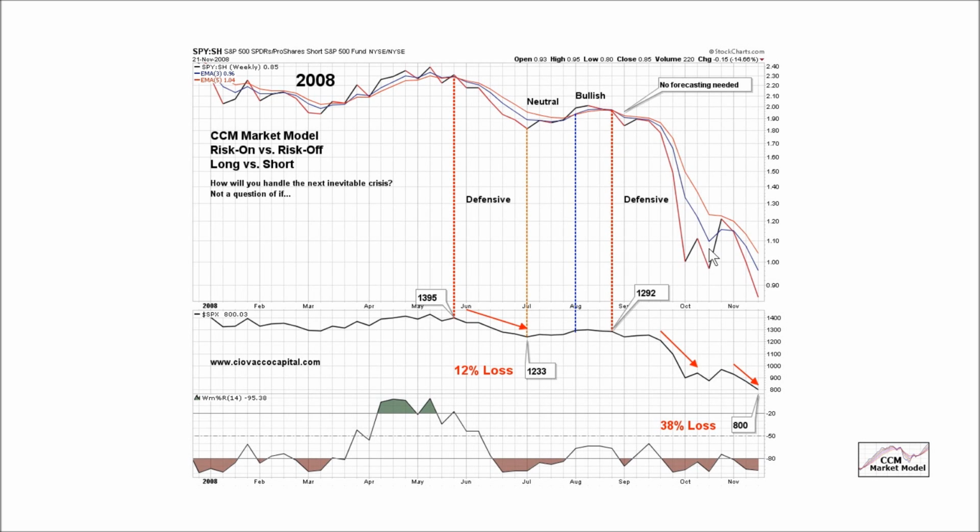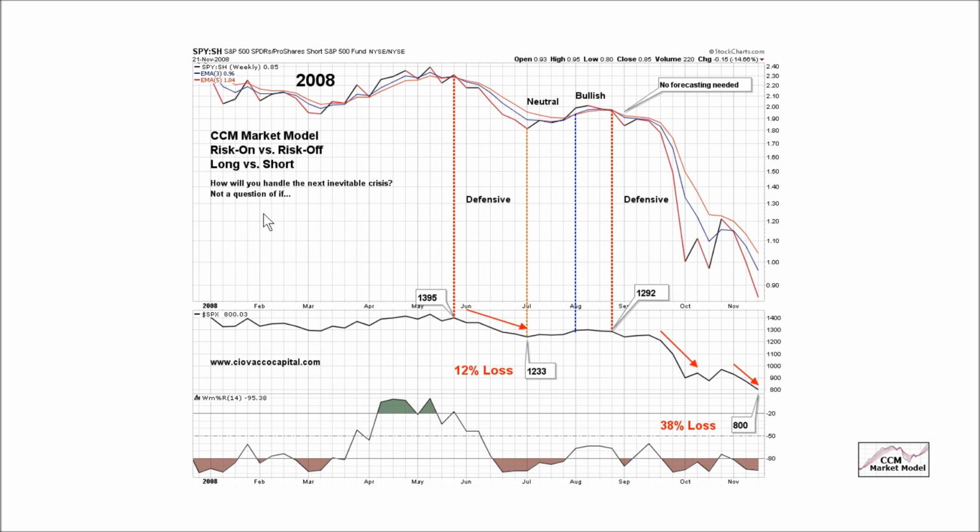Notice the whole time we're dropping from 1292 to 800, the observable evidence never switches back to neutral or bullish. With central bankers all over the globe, including the major central bankers in Japan, Europe, and the United States, printing money in a simultaneous manner that we've probably never seen before in our lifetimes, at some point we'll have a problem. It's inevitable that we'll have a crisis.